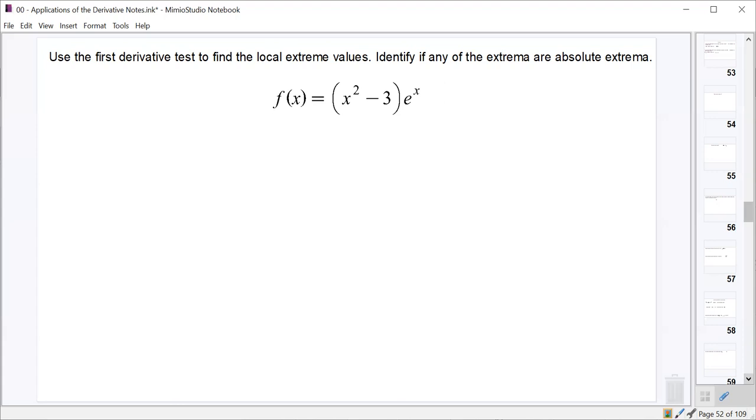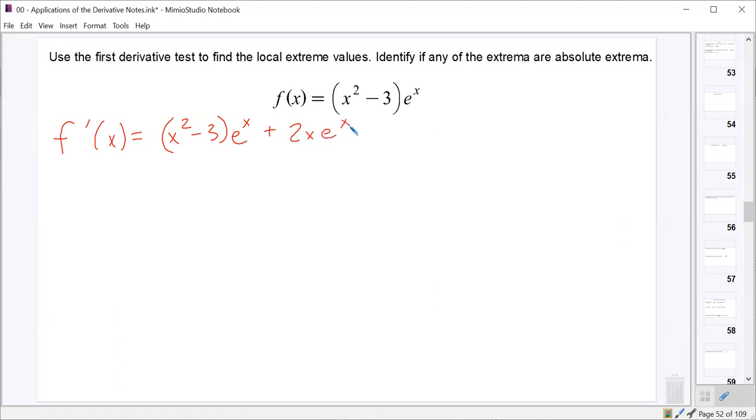Now we're going to look at a function that's maybe not quite as familiar. x squared minus 3 times e to the x. And we're going to then try to find local extrema and see if any of them are absolute extrema. So our first step, again, is going to just be to take a first derivative, which this time we'll have to use the product rule. That'll be x squared minus 3 times the derivative of e to the x, which is e to the x, plus the derivative of x squared minus 3, which is 2x, times e to the x.